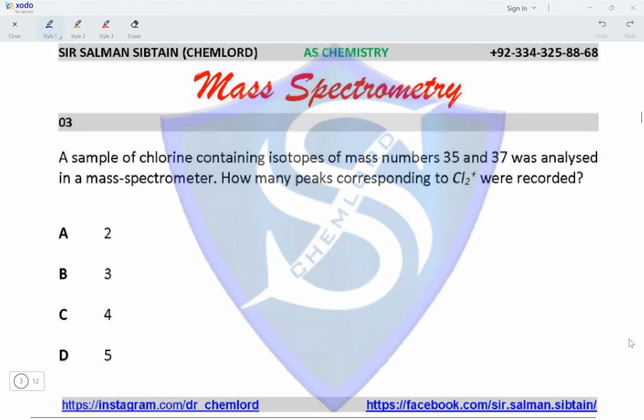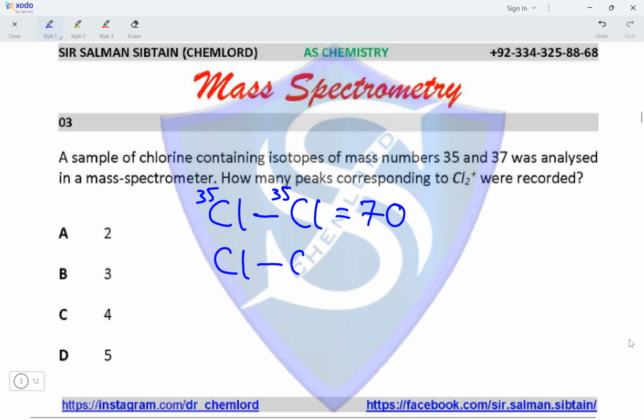Question 3. A sample of chlorine containing isotopes of mass numbers 35 and 37 was analyzed in a mass spectrometer. How many peaks corresponding to the Cl2 positive molecular ion were recorded? A molecular ion consists of two chlorine isotopes, and there are two possible masses of the isotopes. In the first possibility, we have a molecular ion with both the isotopes having a mass of 35. This gives us a total mass of 70.